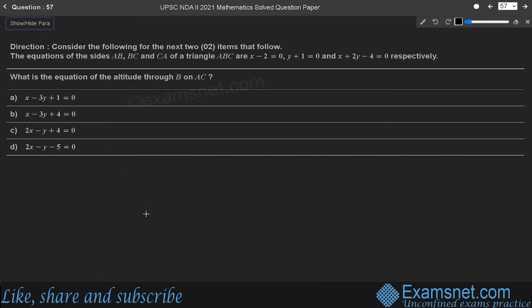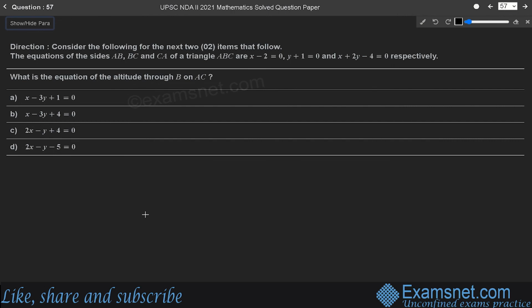Next question: the equations of the sides AB, BC and CA of a triangle ABC are x − 2 = 0, y + 1 = 0 and x + 2y − 4 = 0 respectively. The first part is: what is the equation of the altitude through B on AC? This is a very important question and this type of question always comes in exams. So understand it very carefully.